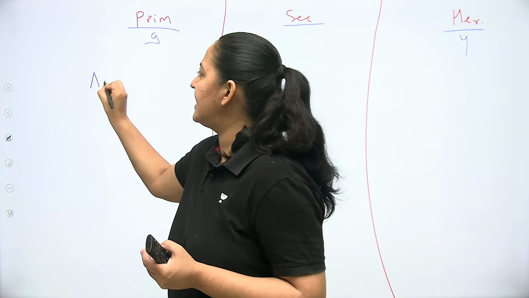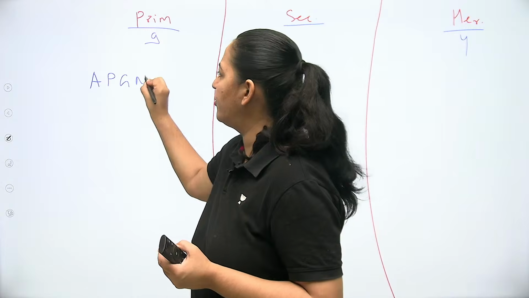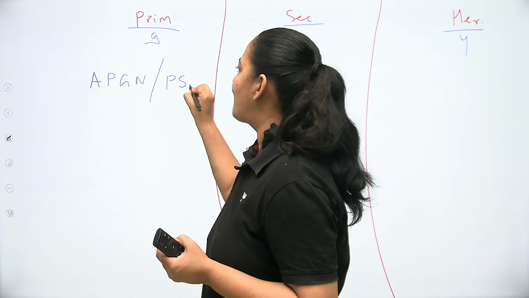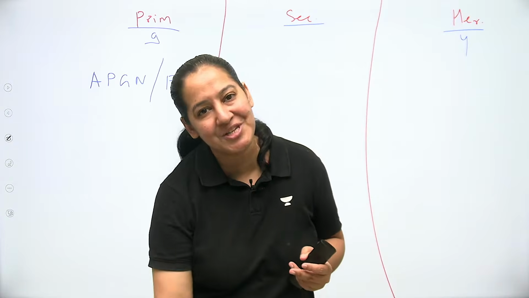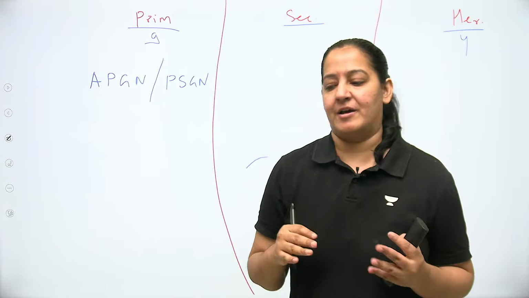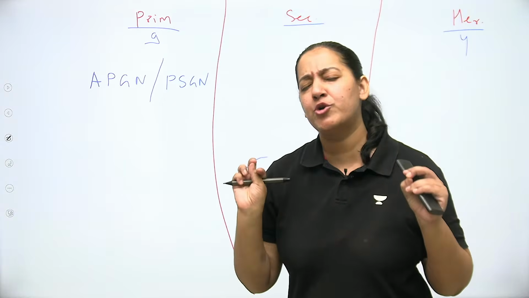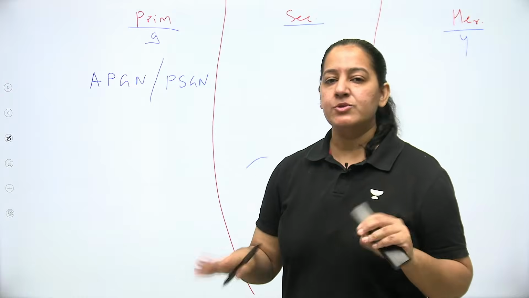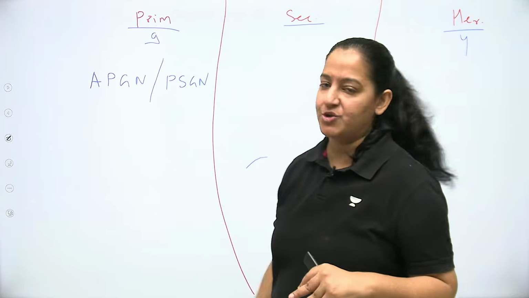The first one is APGN, acute proliferative glomerulonephritis, also known as post-streptococcal glomerulonephritis. The most important one, we will start from this one only. I will teach you all these in a comparative manner, in a super duper easy comparative manner. So it will be fun for you to study all 9 together, right?